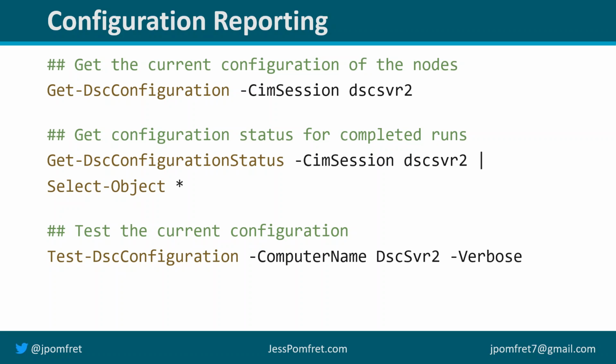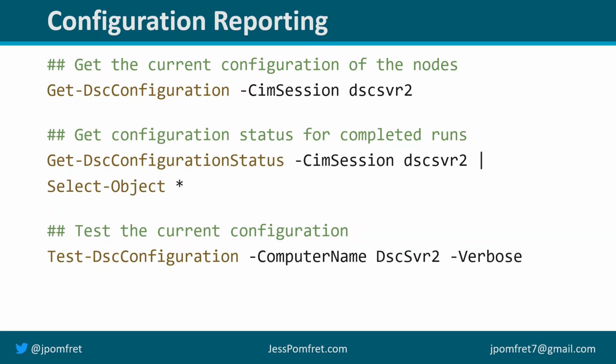The first one will tell us the current configuration of the node. It won't tell us whether it's in the desired state. It is just going to tell us the configuration that we sent out to it. The second, Get-DscConfigurationStatus, will tell us the status for all of our configuration runs, whether they were successful or whether they failed.